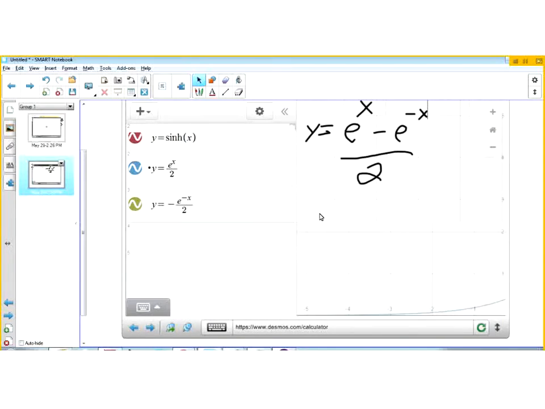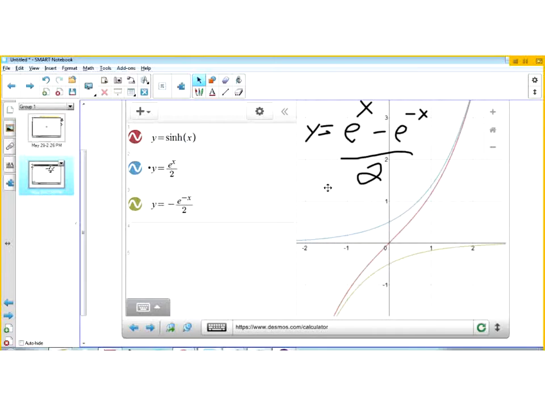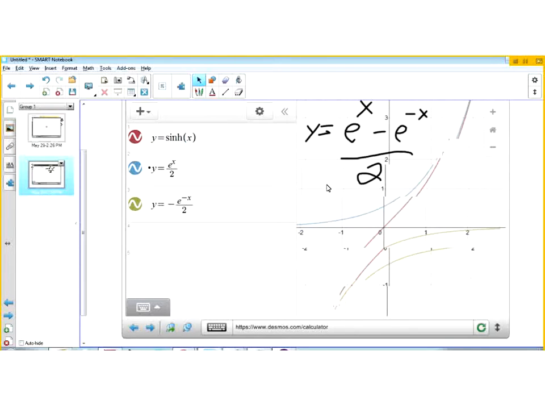Okay, so now, pan. So you can see that when we sum the blue curve and the green curve together, we'll get the hyperbolic sine function. Okay, you see how that works? And the green curve is actually kind of an asymptote for the negative portion of the hyperbolic sine function.